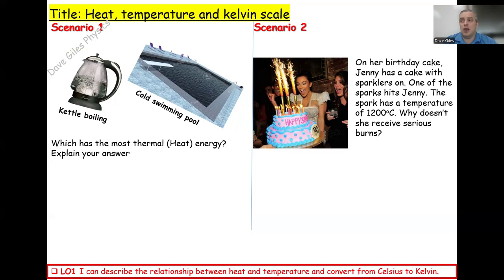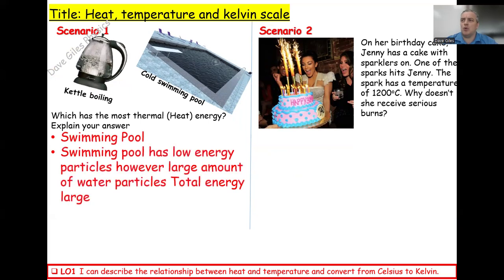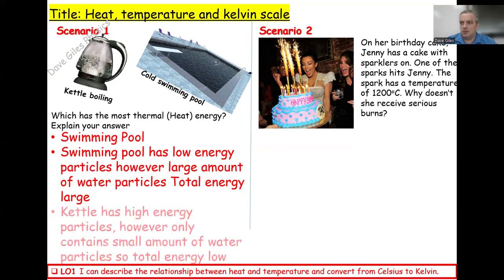Even though the swimming pool itself is cold, a swimming pool could hold thousands of liters of water, whereas a kettle may be around 1 liter. So there are a lot more particles. So the answer is the swimming pool, because it's got low energy particles, however, the large amount of water particles means they've got a larger total energy. The kettle has high energy particles, however, only contains a small amount of water particles, so the total energy is quite low.